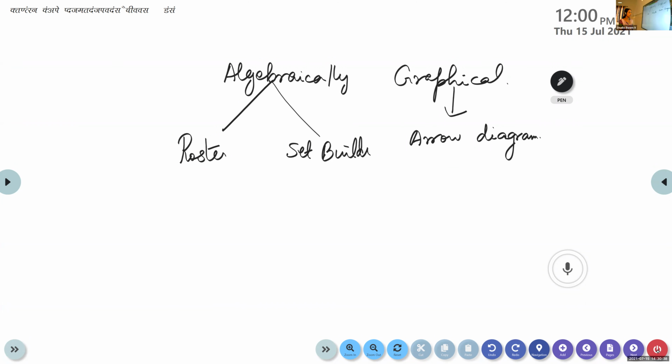Now write the problem. If the relation is given in one form, we can convert it into another form. Write the question.